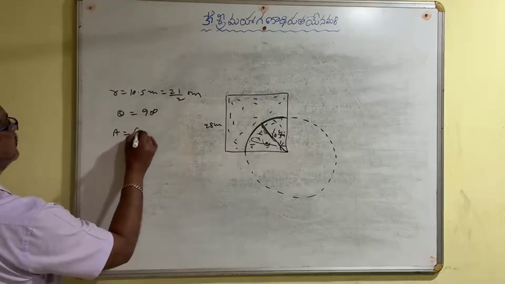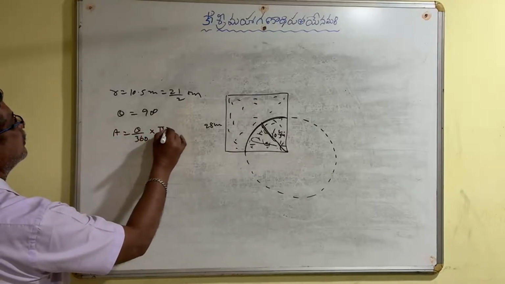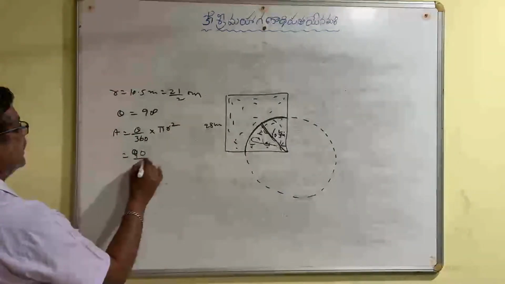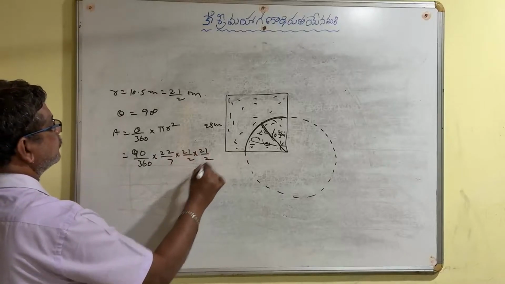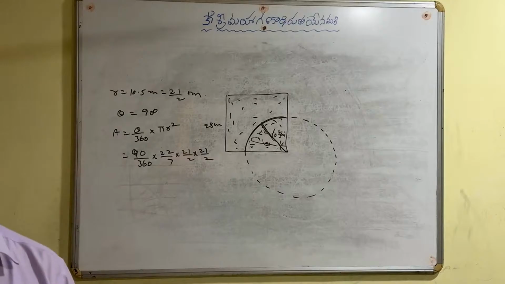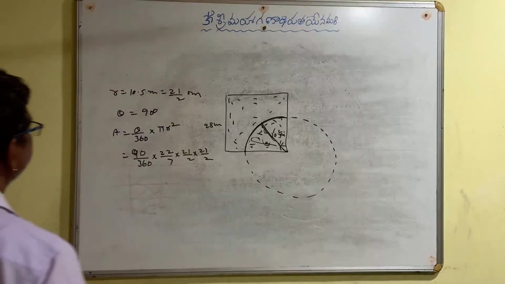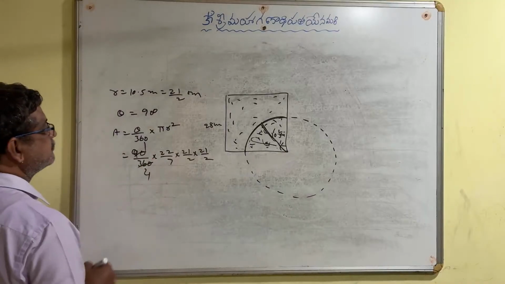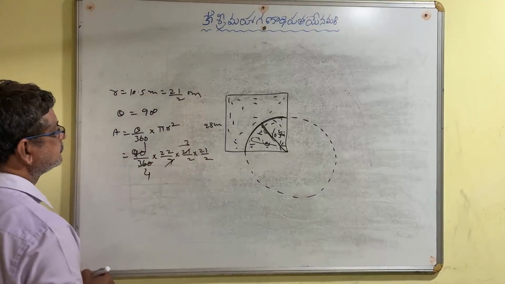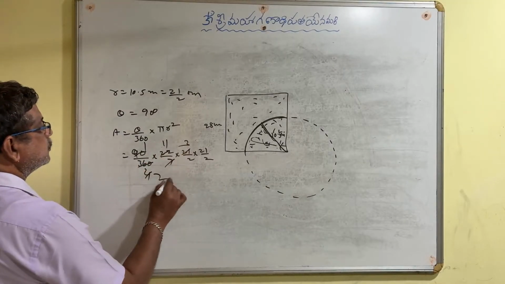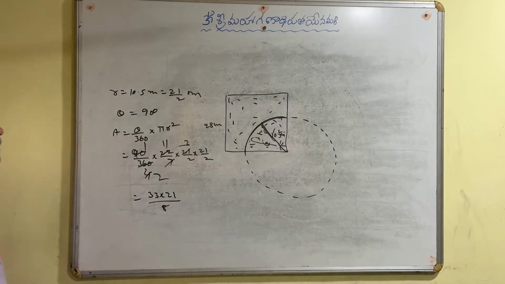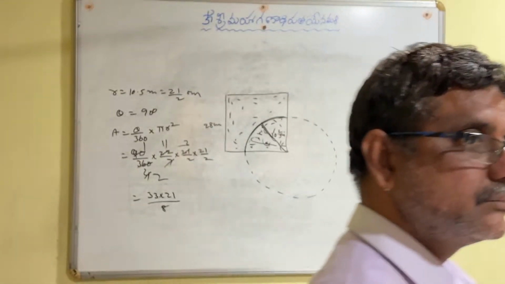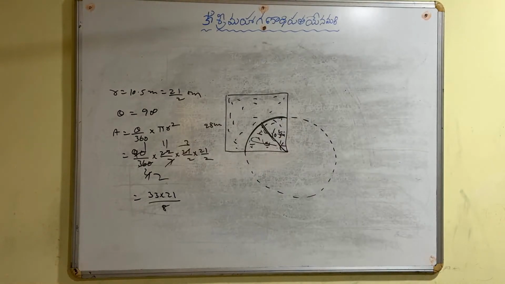Now, area of sector is theta by 360 into pi r square. 90 by 360 into 22 by 7 into 21 by 2 into 21 by 2. Simplify this, children. 1 time, 4 times, 7 threes, 2 elevens, 2 twos. Total 33 into 21 by 8. Okay.